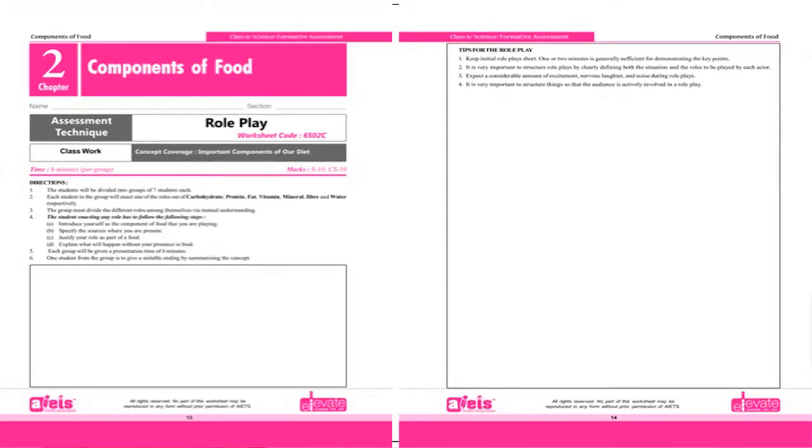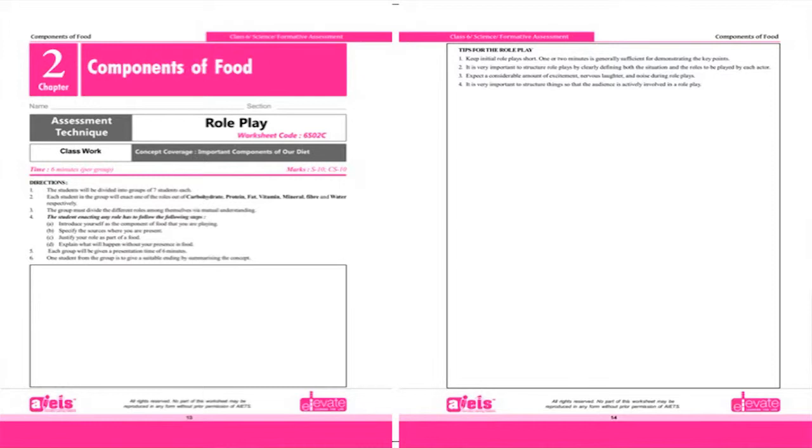On: Number 1, introduce yourself as the component of food that you are playing. Number 2, specify the sources where you are present. Number 3, justify your role as part of a food. Number 4, explain what will happen without your presence in food.